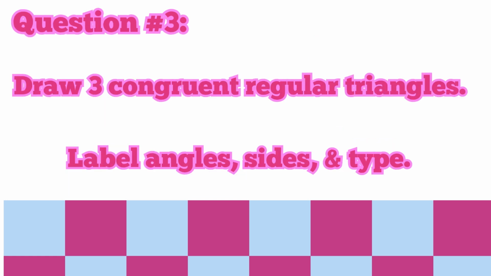Here we go. This is question number 3. Draw 3 congruent regular triangles. Label angles, sides, and type. Pause the video now to try this on your own.